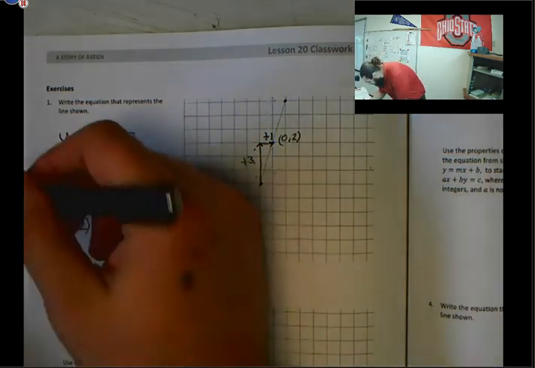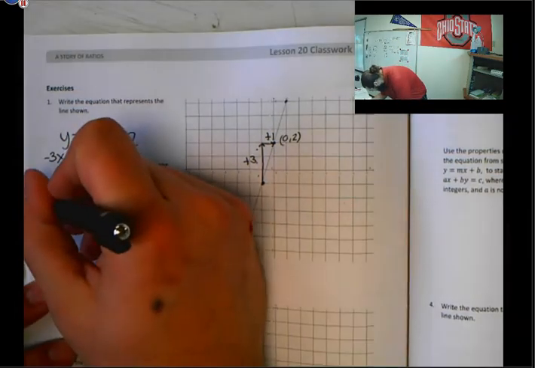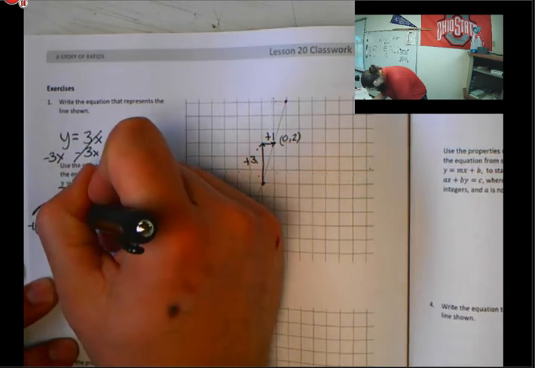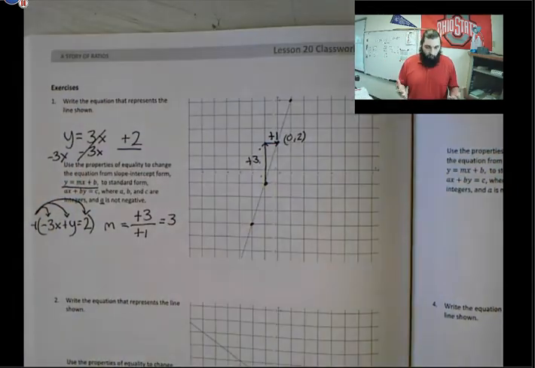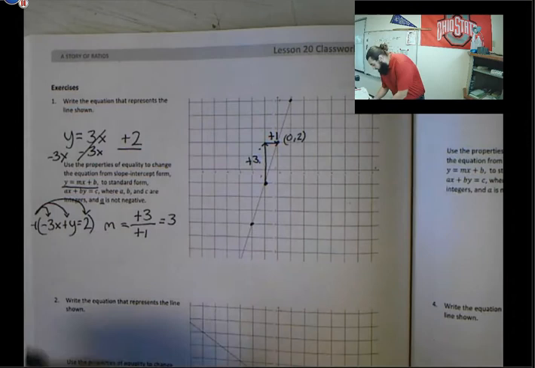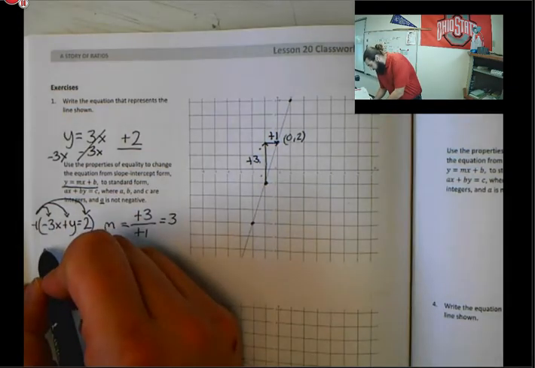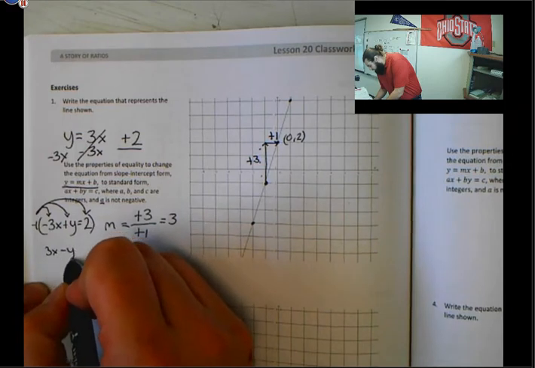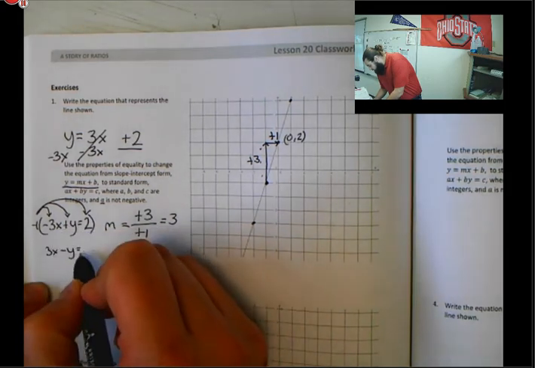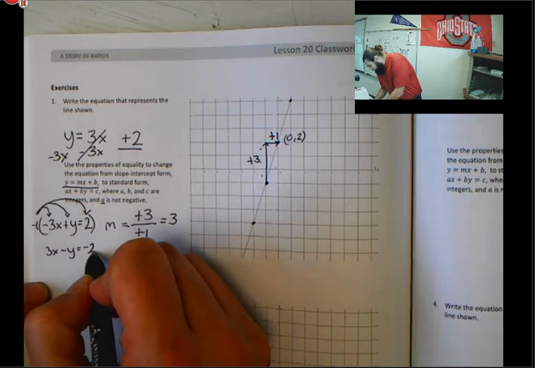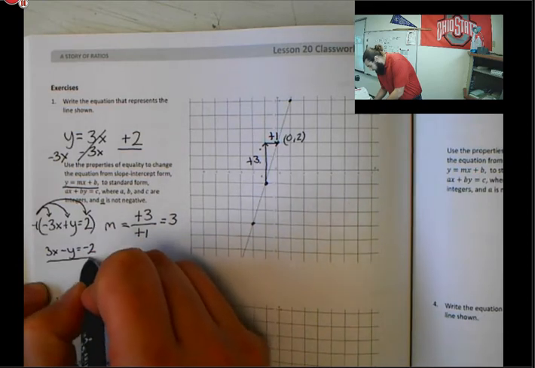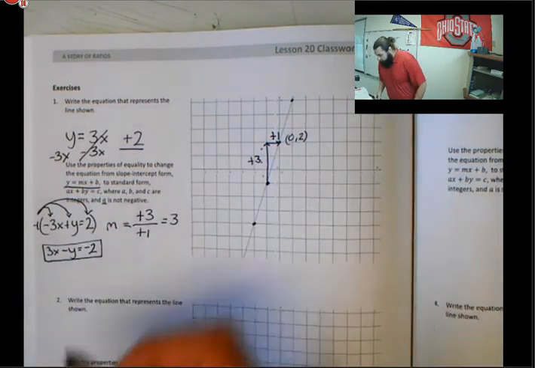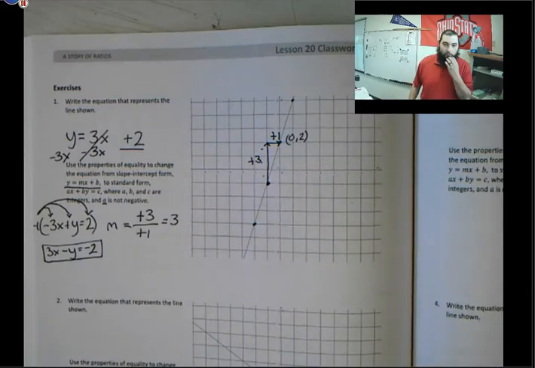What that's going to do is give us a positive coefficient of x, which is what we have to have in standard form. So negative 3x times negative 1 becomes positive 3x. Negative 1 times y is negative y, and that's going to be equal to negative 2 times 1, or negative 1 times 2, which is negative 2. So this is our equation in standard form: 3x minus y equals negative 2.